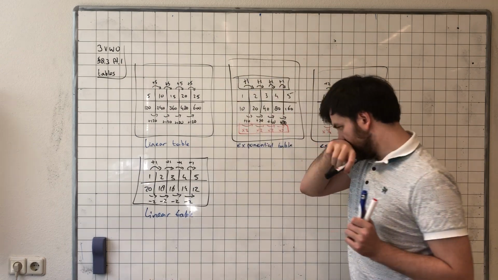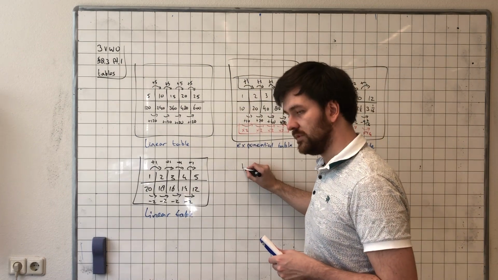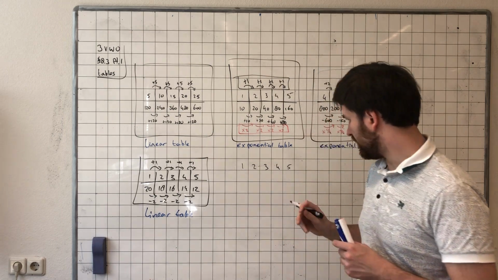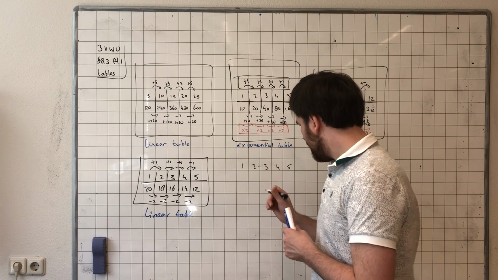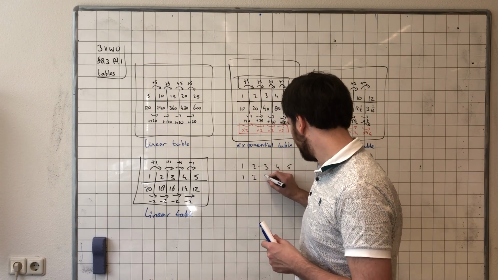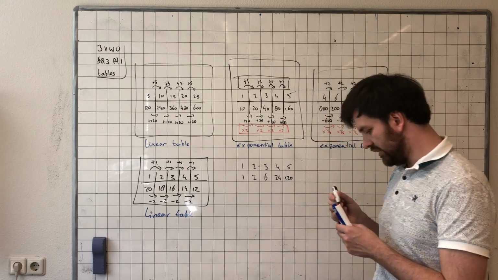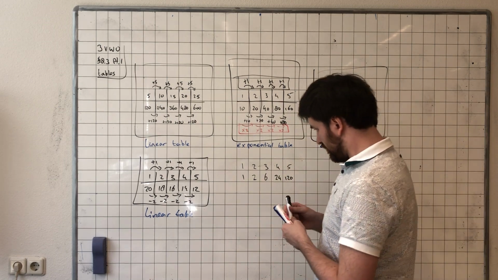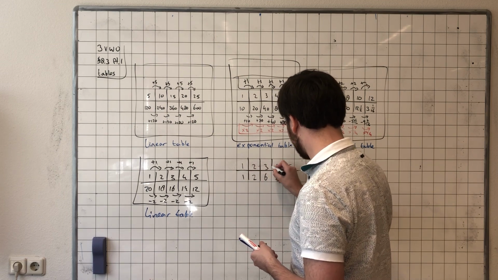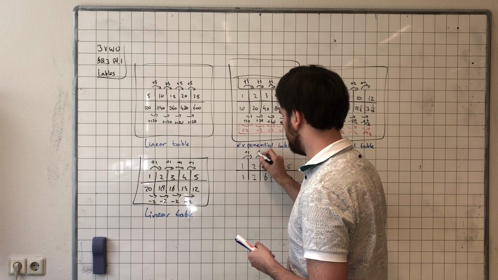The next one, table number 5. 1, 2, 3, 4, 5. And we're going to use 1, 2, 6, 24, 120. Okay. Top +1.